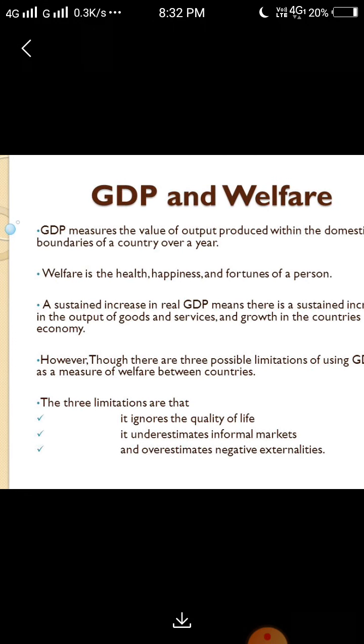There are three limitations: it ignores the quality of life, it underestimates the informal markets, and it overestimates the negative externalities, right?